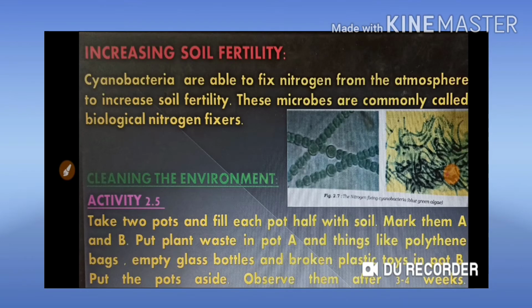See, the first reason is cyanobacteria. The name of the bacteria is nothing but cyanobacteria. These are able to fix nitrogen from the atmosphere to increase soil fertility. Are you getting my point? What is the reason to increase the soil fertility? The reason is nothing but cyanobacteria. This is very important. Got my point?